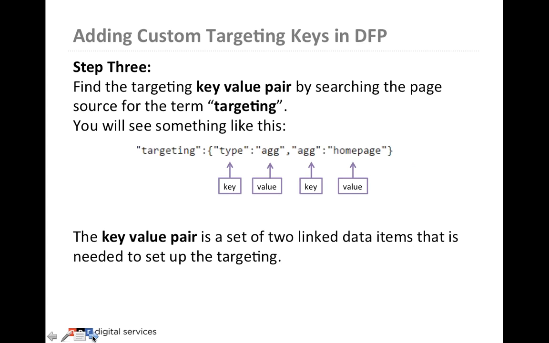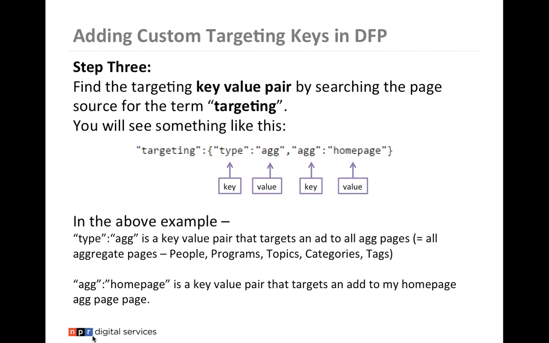And what you're looking for is a set of 2 linked data items. So it's going to be within a bracket next to that targeting keyword. And you're going to see one item that is in quotes, and then it's separated by a colon, and then you'll see the second item. The first item is called your key, and the second item is called your value.